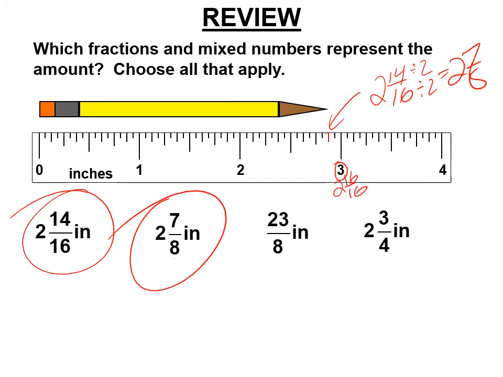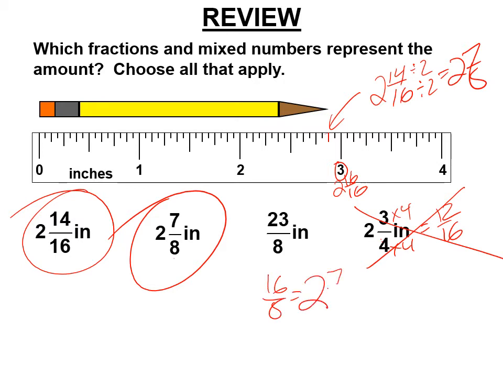Does 2 7/8 simplify to 2 3/4? No, right? 3/4 is 12/16, not 14/16, so that's wrong. Let's see, 16/8 is 2. 23 minus 16 is 7. Yeah, that's also 2 7/8. So those three are correct for the length of this pencil.